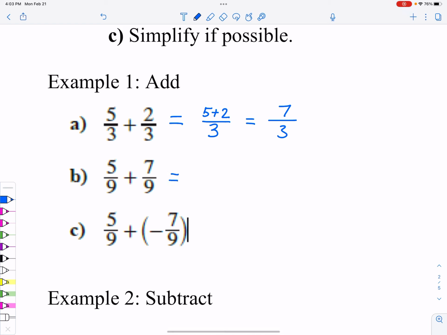Okay, our next one, we have the same denominator, which is 9. And we're going to add our top, so we're going to add 5 and 7. So 5 plus 7 is 12, so we have 12 over 9.